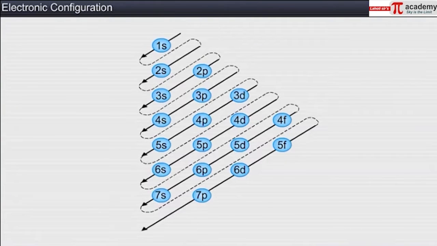The electronic configurations of other elements are written in the same way. After filling the 2p orbitals, the electrons fill the 3s and then the 3p orbitals.